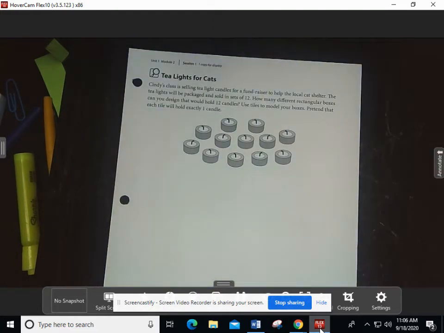Okay, so we're going to start out with a little problem here. We've got a bunch of these little lights, and it says that Cindy's class is selling tea light candles for a fundraiser to help the local cat shelter.